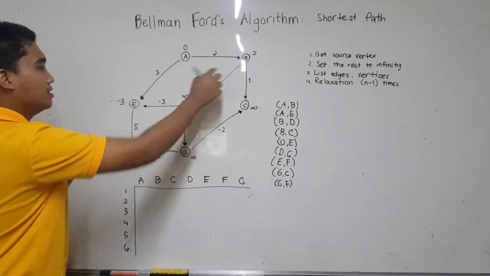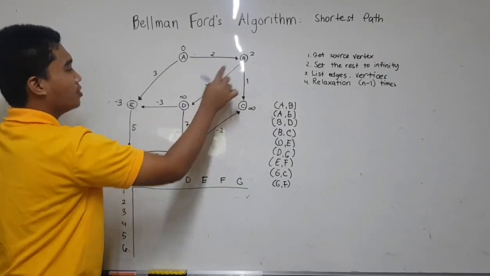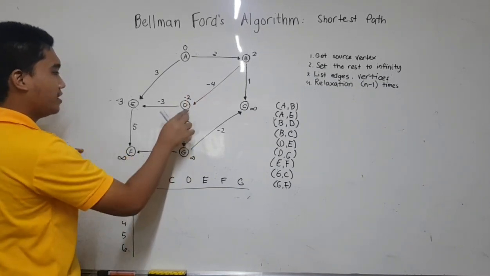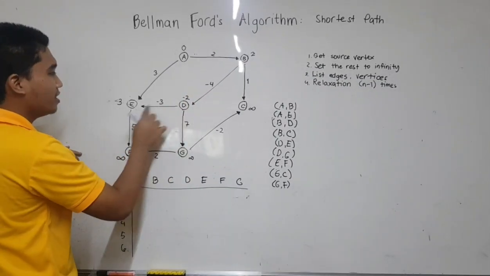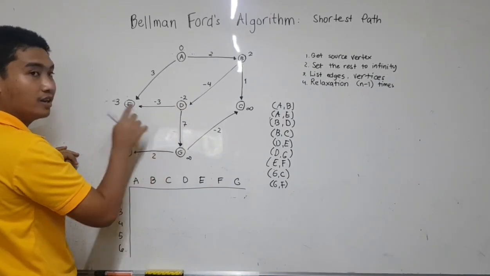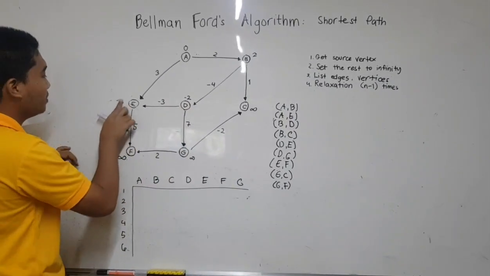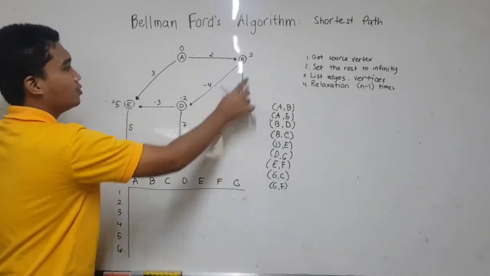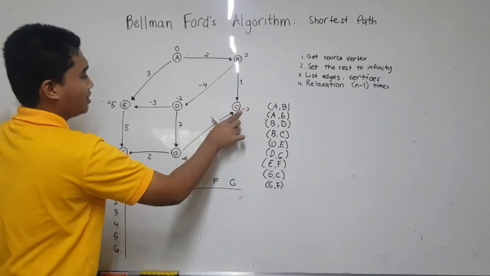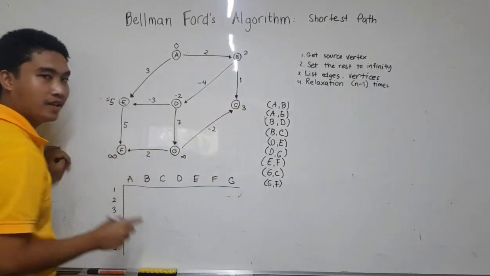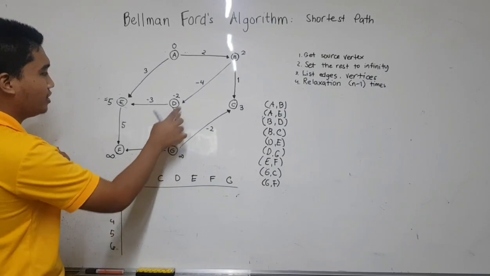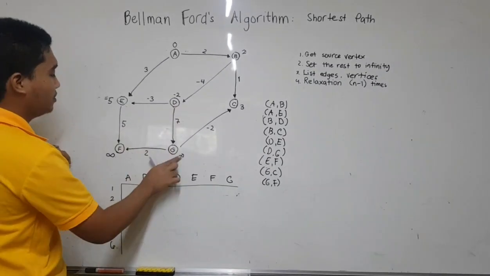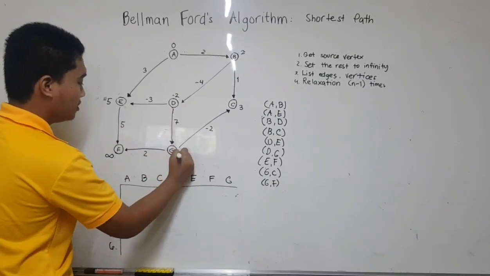Next is B to D. B to D, 2 minus 4 is negative 2. We change that infinity. Next is D to E. D to E, negative 2 plus negative 3, negative 5. So let's change this once again to negative 5. The next is B to C. 2 plus 1 is 3. So let's change infinity to 3. The next is D to G. So D to G is negative 2 plus 7 is positive 5. So positive 5 in G.